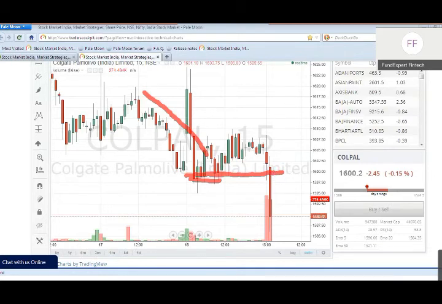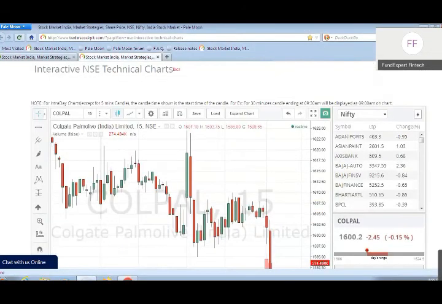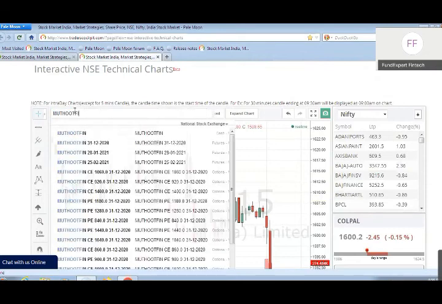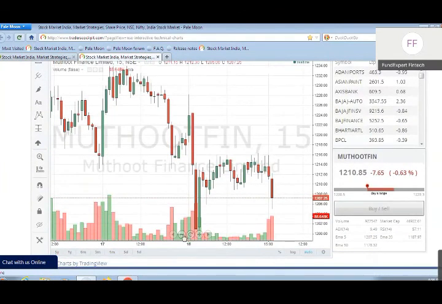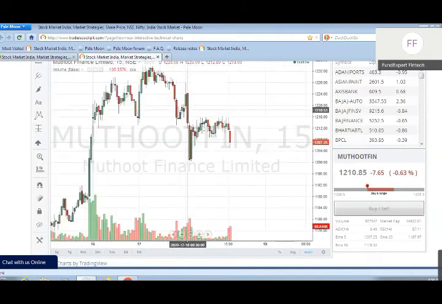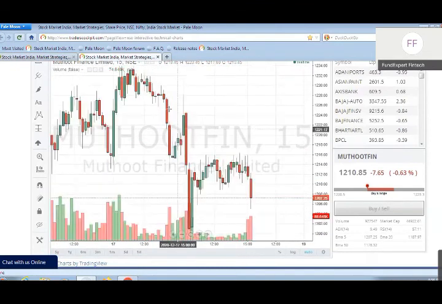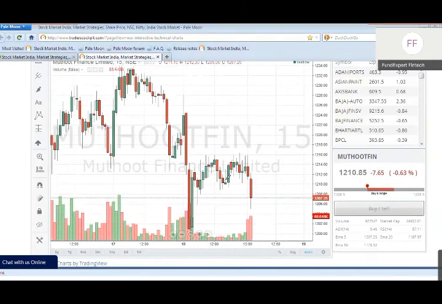Similar case for Muthoot Finance also. If you see here, price was on an overall downside trend, right? Now it took a bottom around this point and tried to rise, but didn't sustain again. Now when the previous low was broken, that is where the breakout setup gave me an alert here.